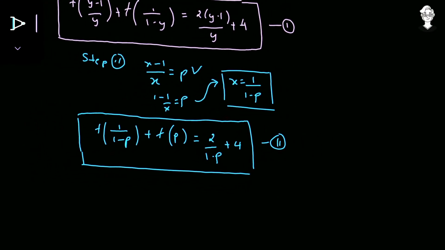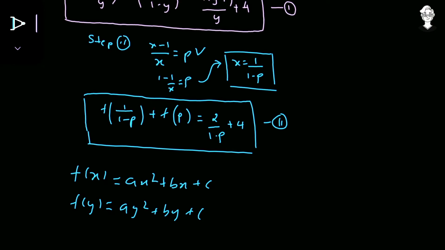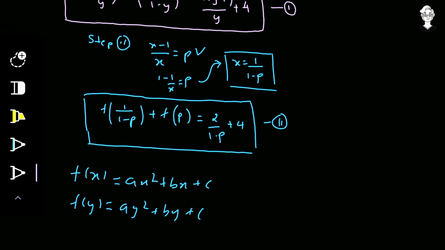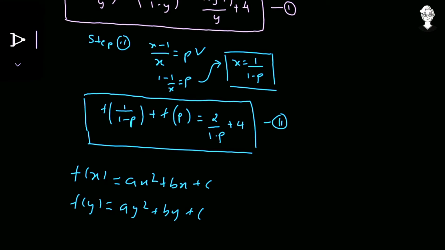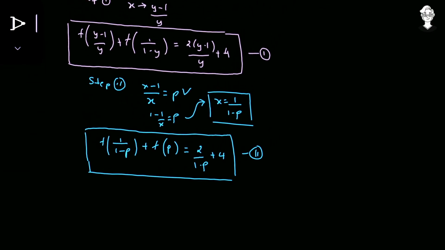Now look carefully. If f(x) represents some equation, let it be equal to ax² + bx + c, and let f(y) be equal to ay² + by + c. What we can say is that the variable we write inside f changes throughout the whole equation, and there's no contradiction in that. So in this equation, all the y we will replace with x, and here also all the p we will replace with x, and as we have done that, we will subtract equation 2 from equation 1.